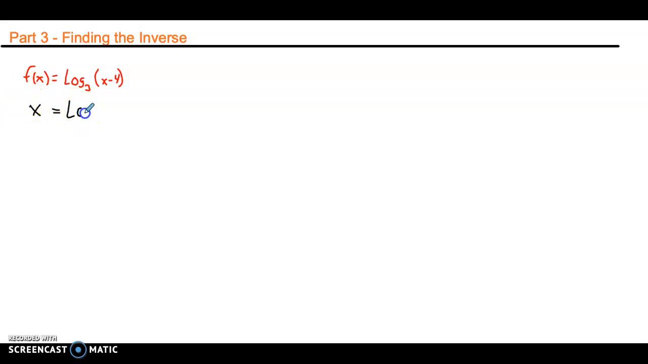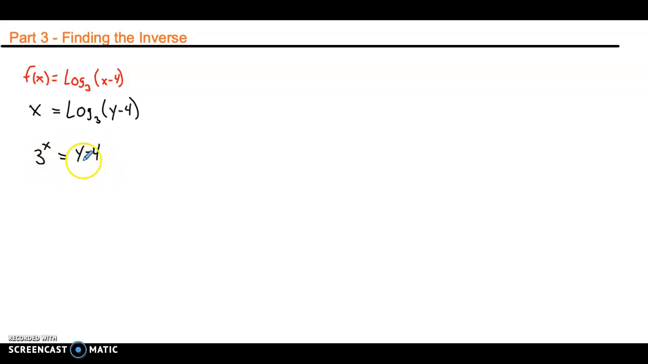Changing that to x, so now it's log base 3 of y minus 4. We switched our x and y's. Now we got to solve for y. So we are going to rewrite this logarithm exponentially. So 3 to the power of x equals what, Kristen? 9. Ah, no, that's 3 squared. 3 to the power of x equals y minus 4. You're close with the 4 part.